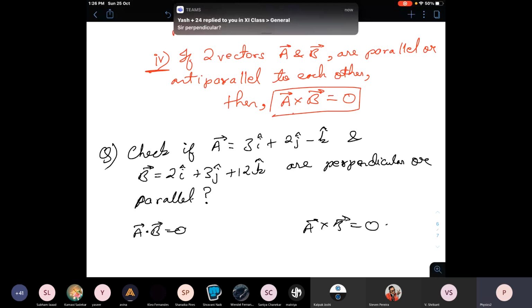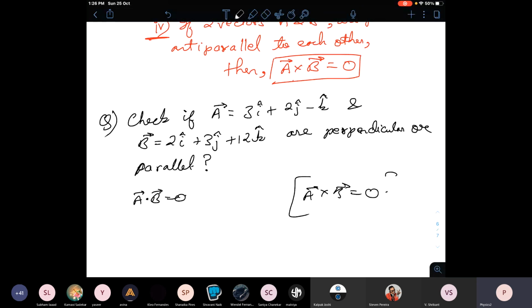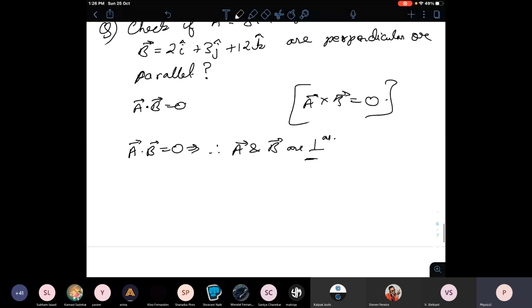Okay, so since a dot b is coming 0, I will not calculate a cross b. I will directly say that since a dot b is coming out to be 0, therefore a vector and b vector are perpendicular to each other. Now suppose in a different case, a dot b was not equal to 0. Let's see another example for that. I will have to create another example for that.